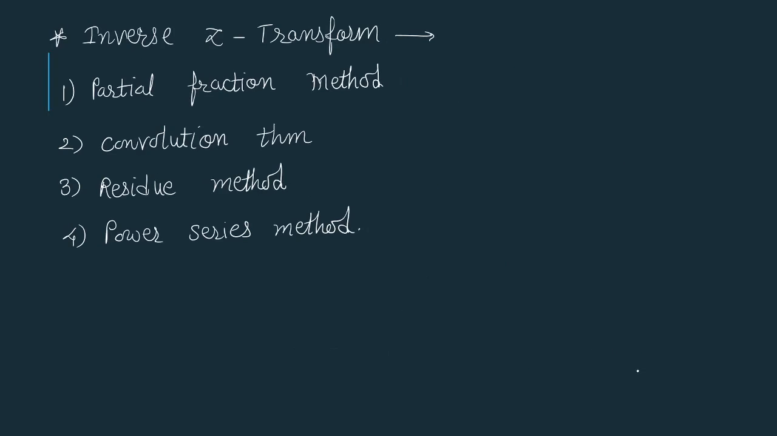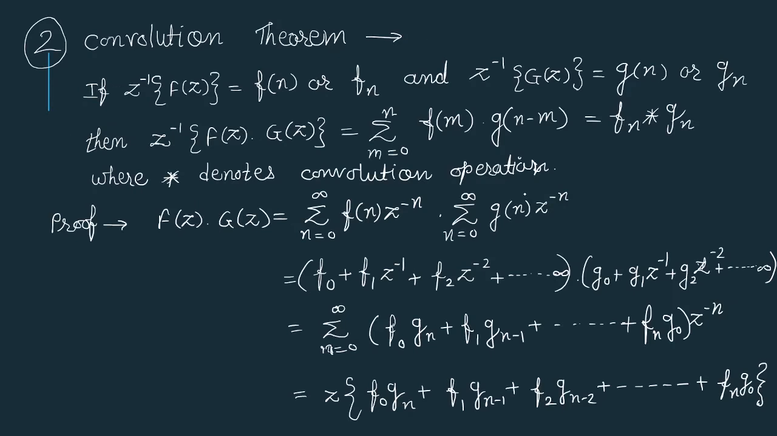Then the inverse Z transform we can find out by four different methods. Partial fraction method, second is convolution theorem, third is residue method, and fourth one is power series method. Now in this video we are going to discuss the convolution theorem.